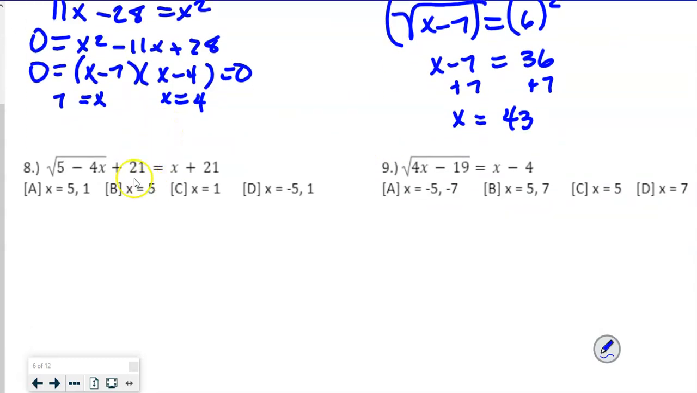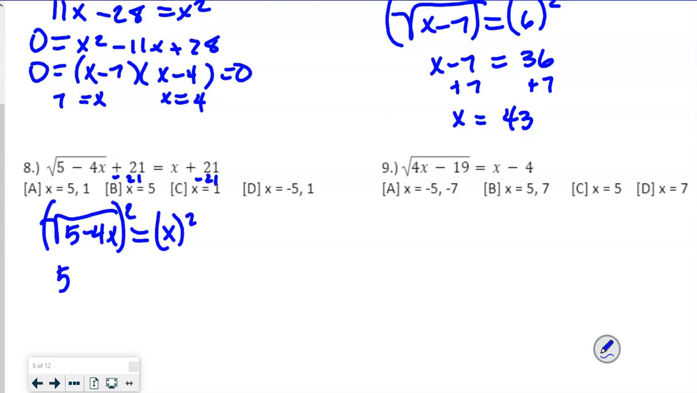So down here, now this one's a little different, we can check this one and the next one in our Desmos, okay? So we're going to subtract 21 from both sides first. So that's going to give us the square root of 5 minus 4x equals just x, right? So now we're going to square both sides.